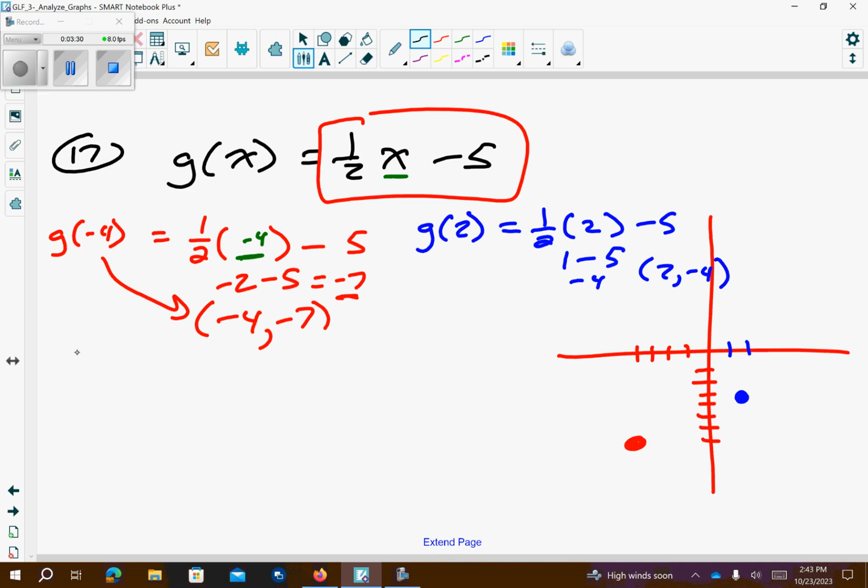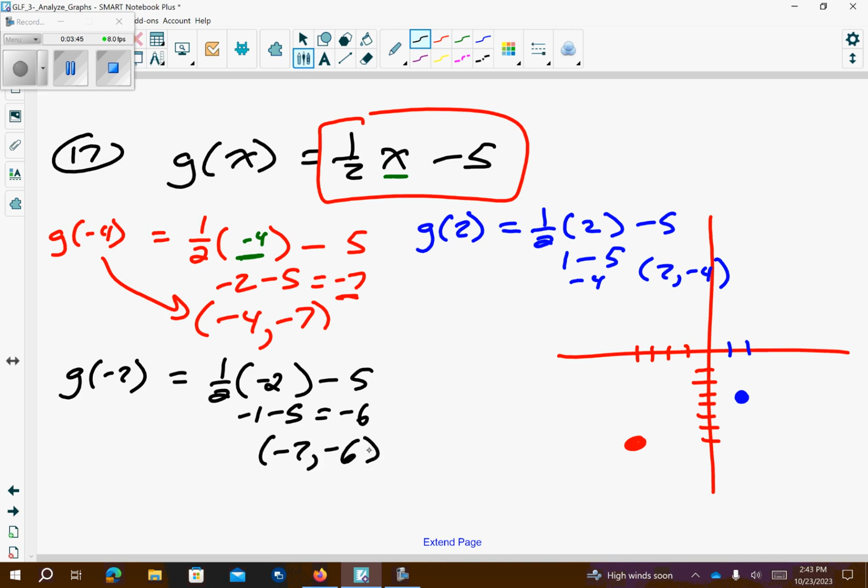And then I'm going to plug in g of -2. So I get 1/2 times -2. Half of -2 is -1. -1 minus 5 is -6. So -2 comma -6. It's -2, -6 down here.